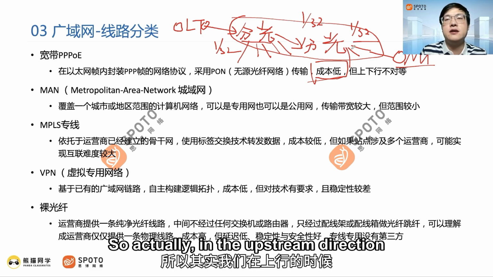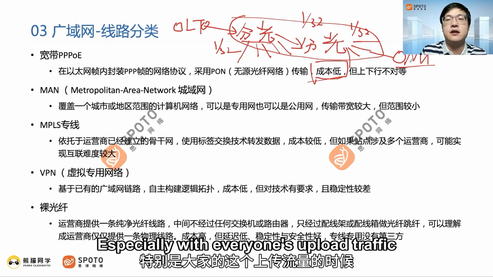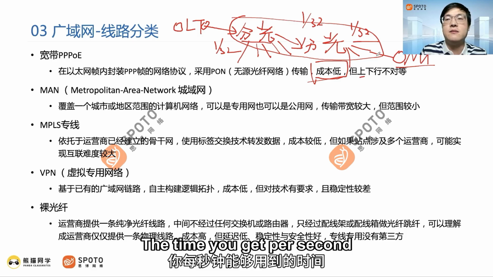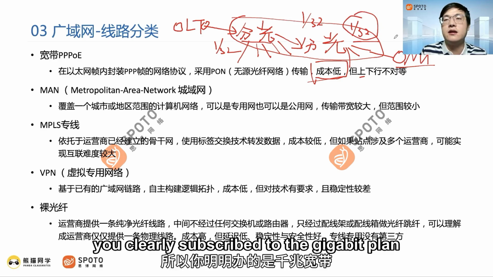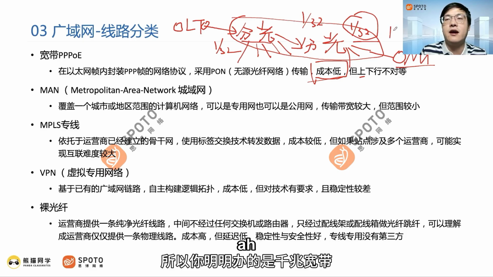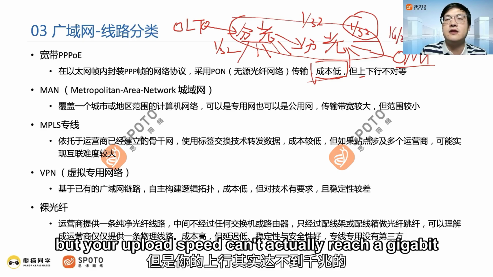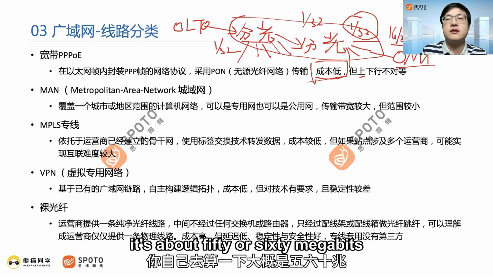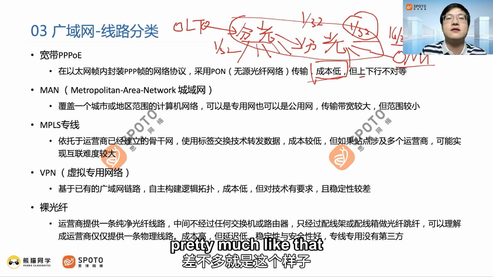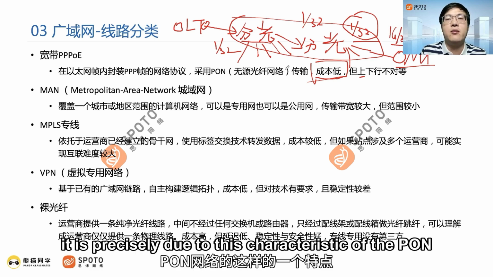Precisely due to this characteristic of optical splitting, in the upstream direction, especially with everyone's upload traffic, the time you get per second is just 1/32 of a second. So, you've clearly subscribed to the gig, but your upload speed can't actually reach a gigabit. Basically you have to divide by 32, and it's about 50 or 60 megabits.